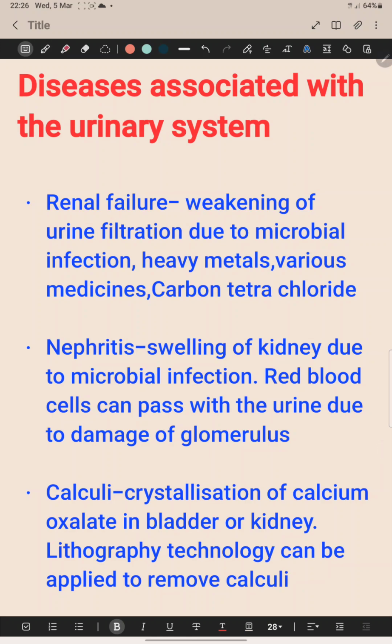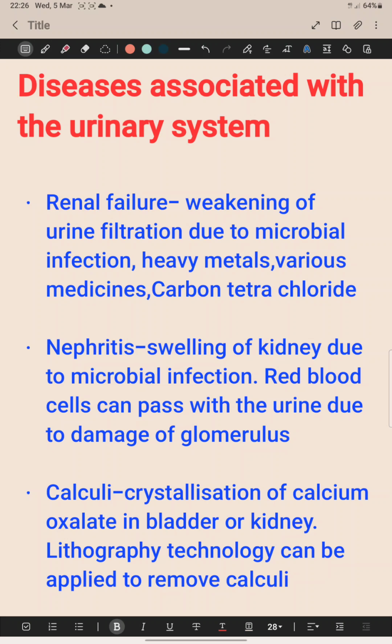The last part of this lesson is diseases associated with the urinary system. The first disease is renal failure. It is weakening of urine filtration due to microbial infections, heavy metals, various medicines and carbon tetrachloride. If having acute renal failure, you have to do dialysis or you have to transplant a kidney.